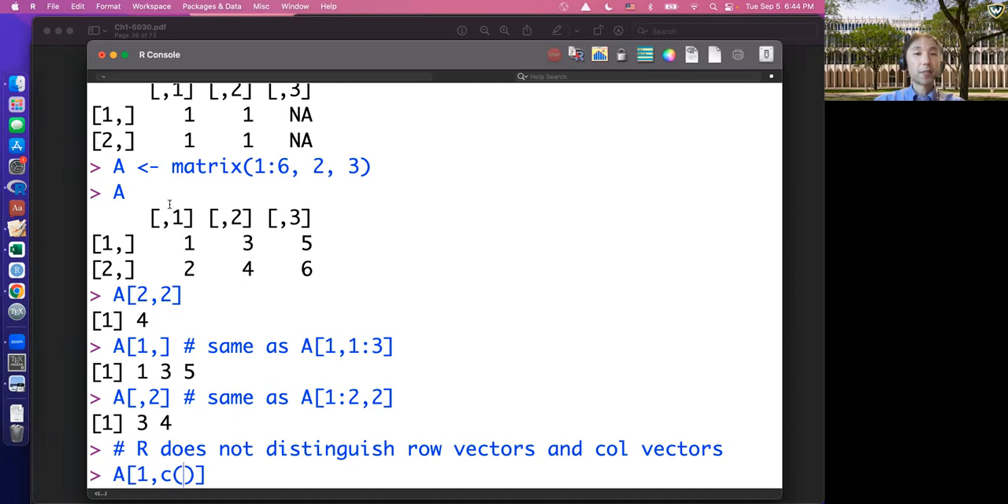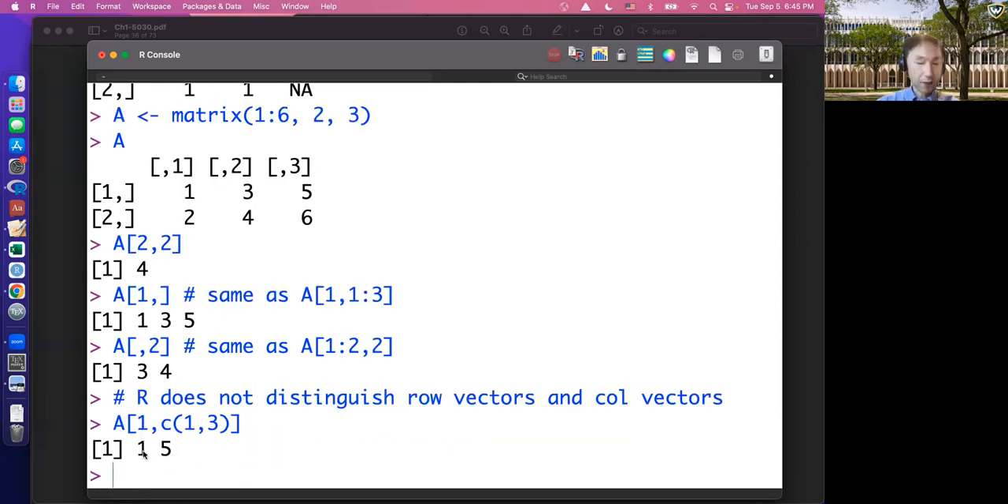Okay, so suppose that we want to select the first column and the third column of matrix A. So how to do that? Remember that to declare a vector, we can use the c parenthesis. So c(1, 3). So this is a vector of 1 and 3. In this way, we can extract the first column and third column of the matrix. And actually, this is the first row. So this is the first row, first column, and the first row, third column. So in this way, we can freely select any elements.